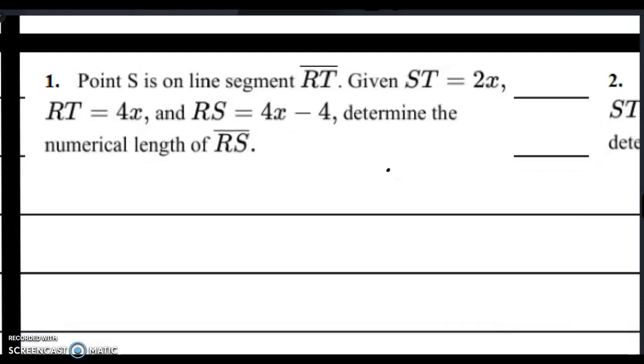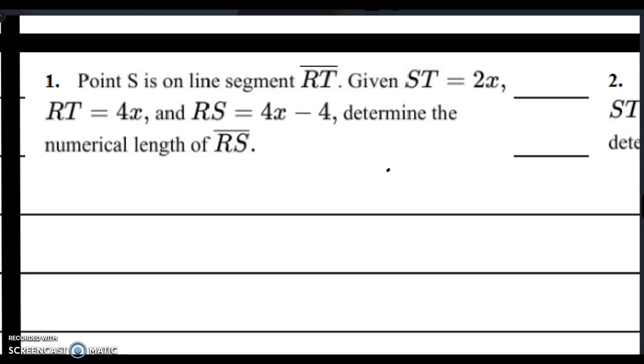I have point S on line segment RT, given ST is equal to 2x, RT is equal to 4x, and RS is equal to 4x minus 4. Determine the numerical length of RS. So remember, RS is what we're looking for.